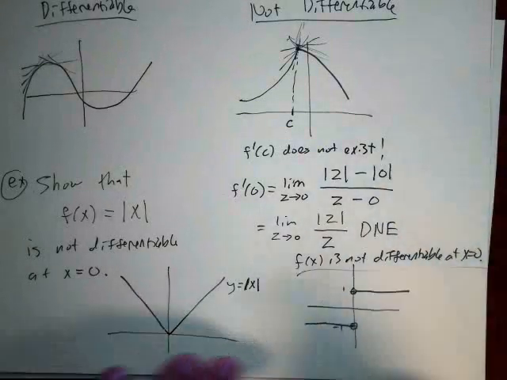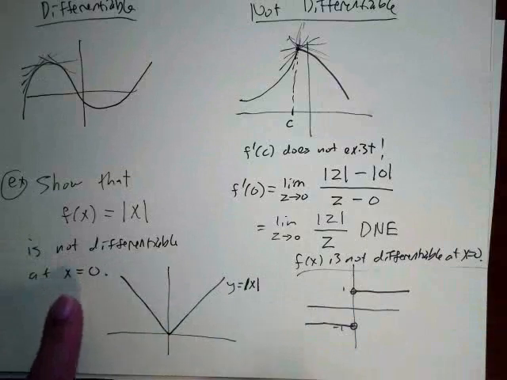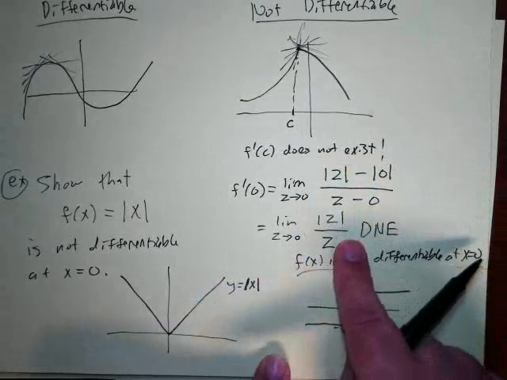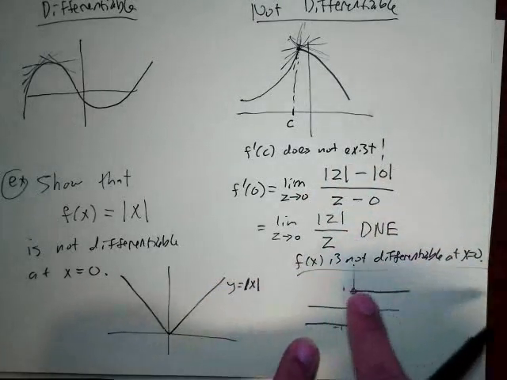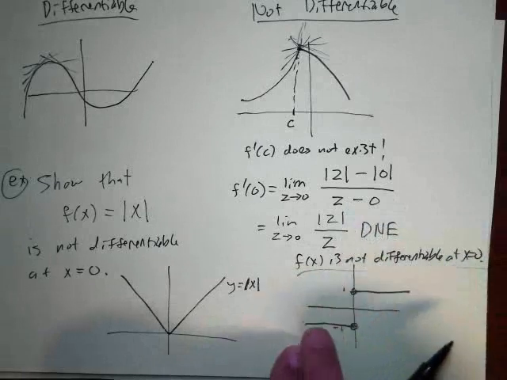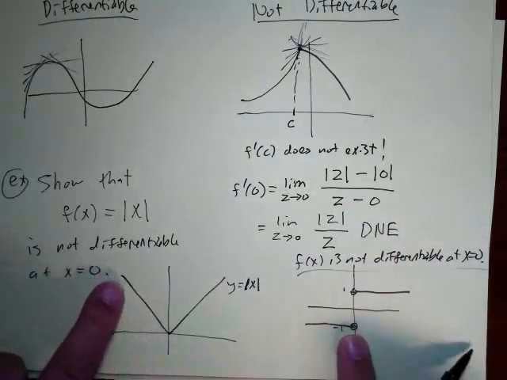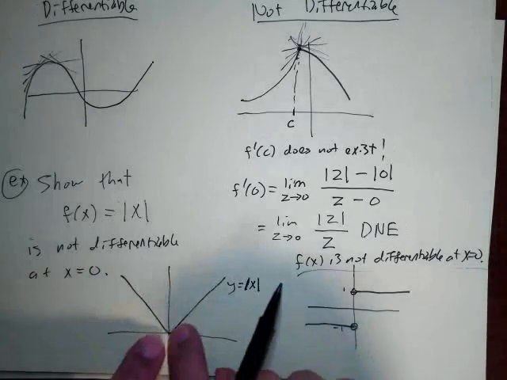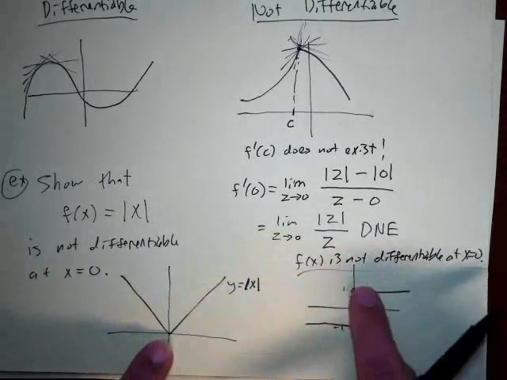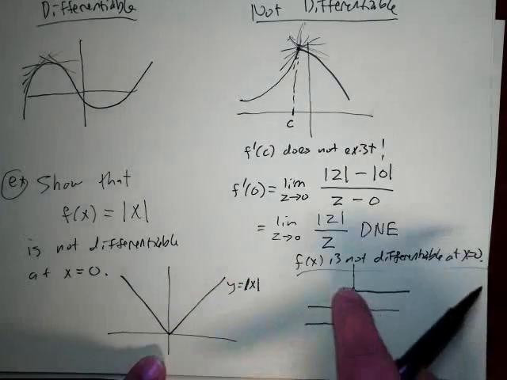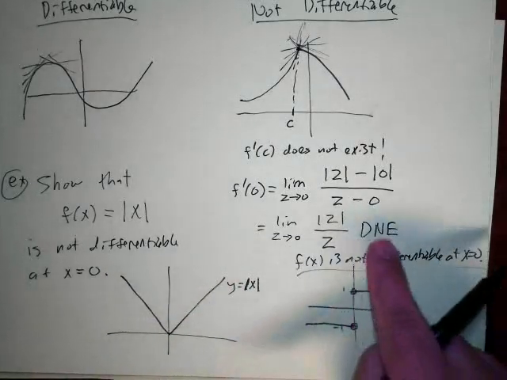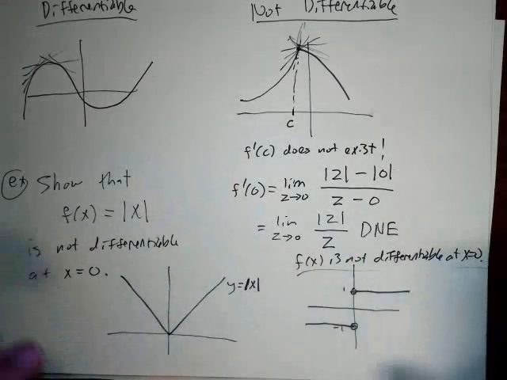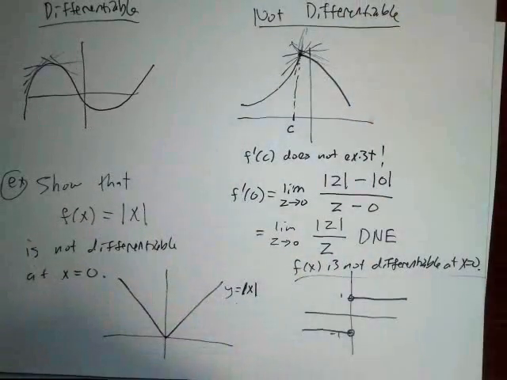And so what I've just done is I've shown that this function, the absolute value of x, is not differentiable at 0. This is actually a graph of the derivative, and you can see for all these negative values, it is constant. It is negative 1, and for all these positive values, it's positive 1. But there at 0, it jumps from negative 1 to positive 1. The limit does not exist. It approaches two different values. Therefore, the function is not differentiable at 0.